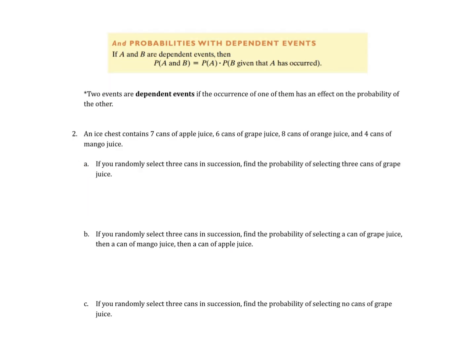So to summarize that, two events are dependent events if the occurrence of one of them has an effect on the probability of the other.